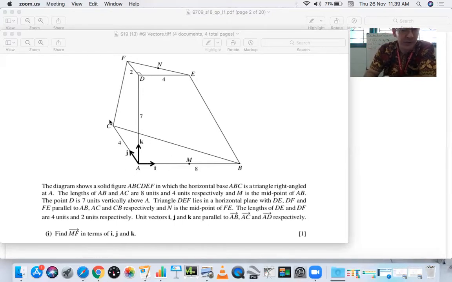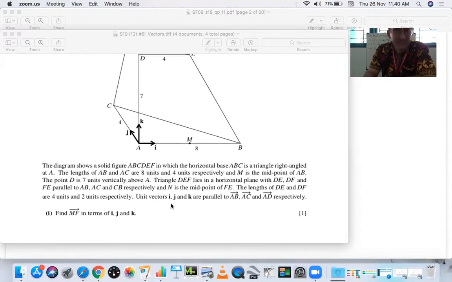Notice C is further out, it's 4 out. F is only 2 out along the J. So far we got minus 4i plus 2j. Now we need the Z component. And of course, it's going up 7 because it's going from the bottom all the way to the top. So minus 4i plus 2j plus 7k. That's MF. Now, the next one says to find F to N.